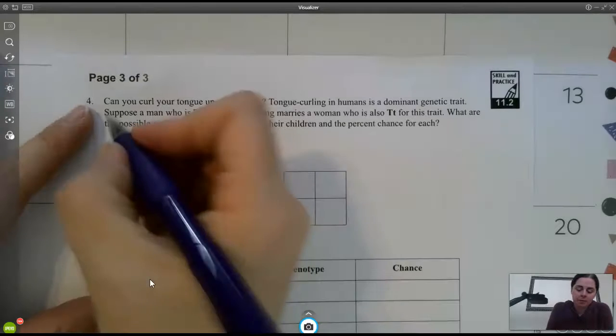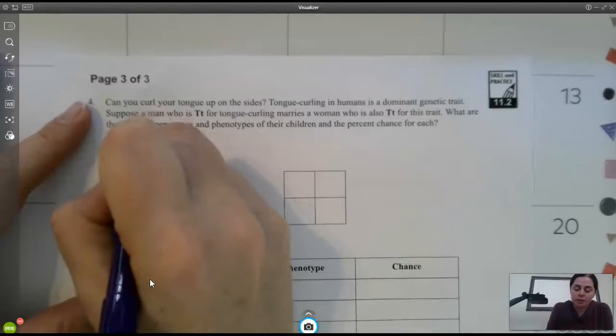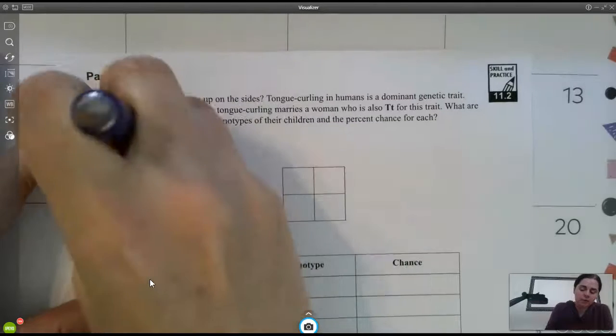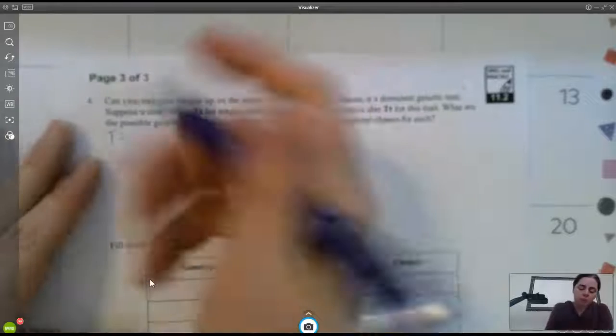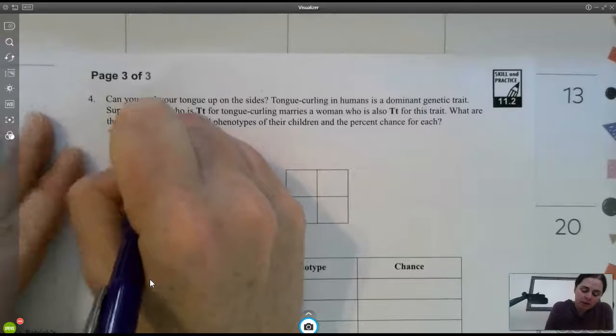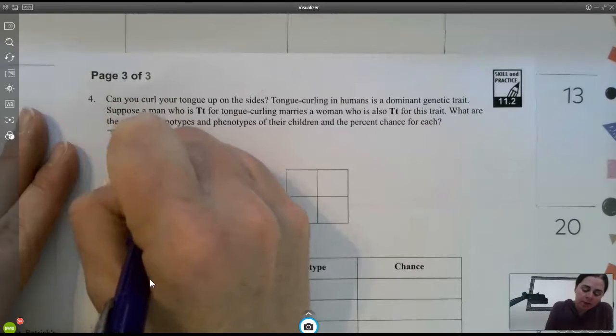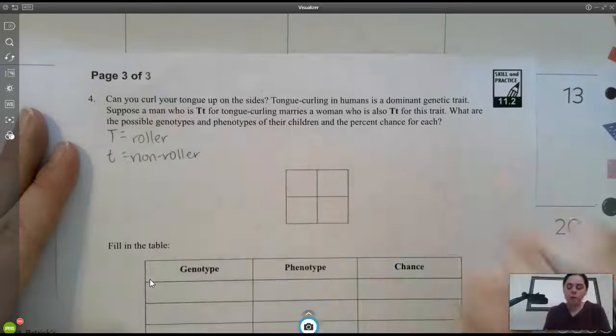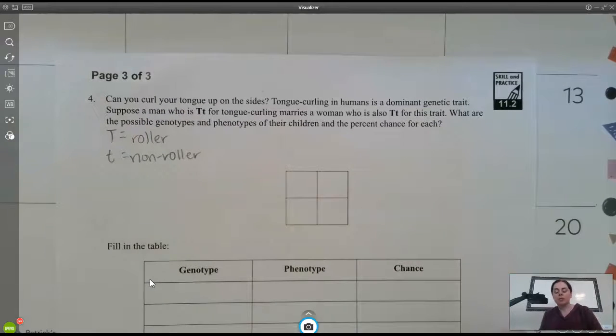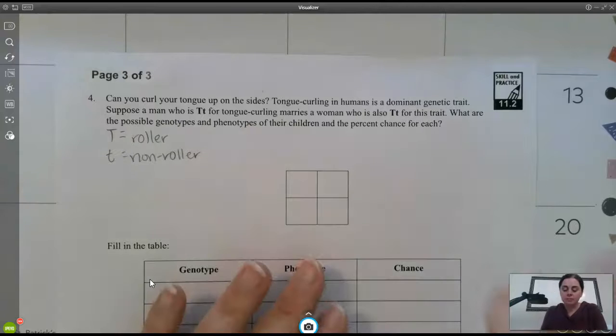Okay, so I'm going to start with big T is a tongue roller. We're just going to call it roller. It's a roller and a non-roller. And little t is a non-roller. And I'm calling it that because we have a lab that we do at school where we go around and find out how much of the class is a roller and how much of the class is a non-roller, and it's kind of interesting.